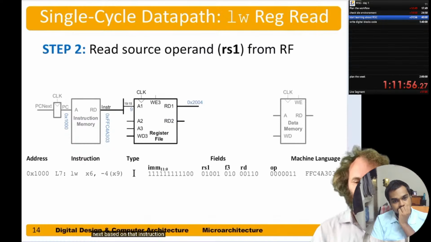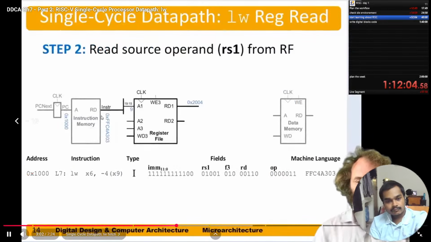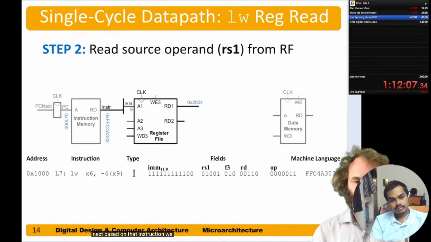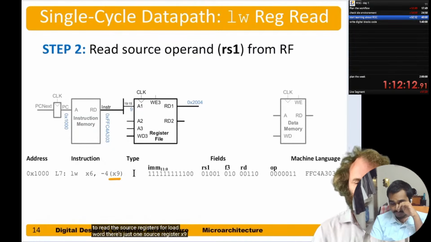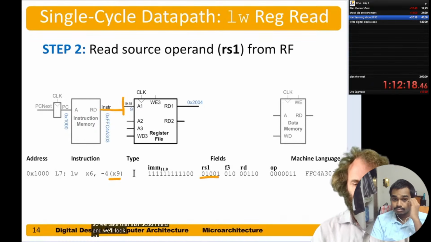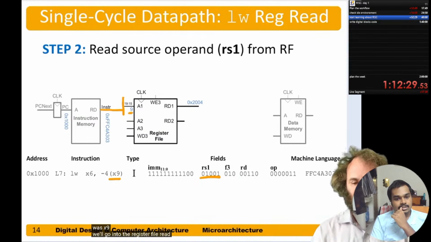Next, based on that instruction, we need to read the source registers. For load word, there's just one source register, X9. So we take that instruction field and we'll look at the RS1 field, bits 19 through 15 of the instruction, which happen to have the value 9 because the source register was X9. We'll go into the register file, read out the value of X9, which suppose happens to be 2004.